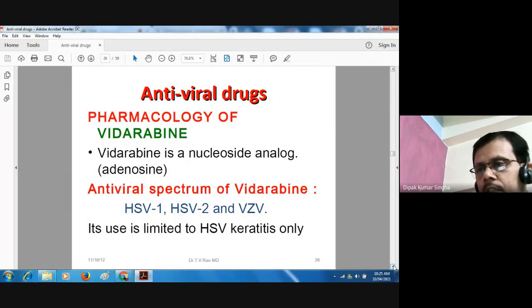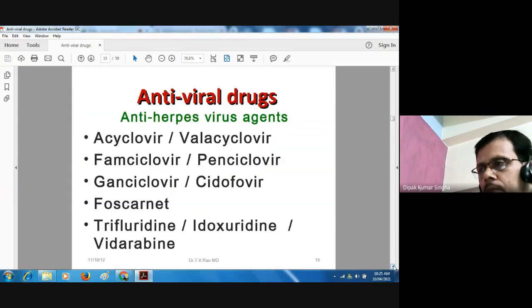Vidarabine is a nucleoside analog of adenosine. The antiviral spectrum of vidarabine covers HSV1, HSV2, and VZV. It is used only in limited HSV conditions. So these are the same, coming around again and again.